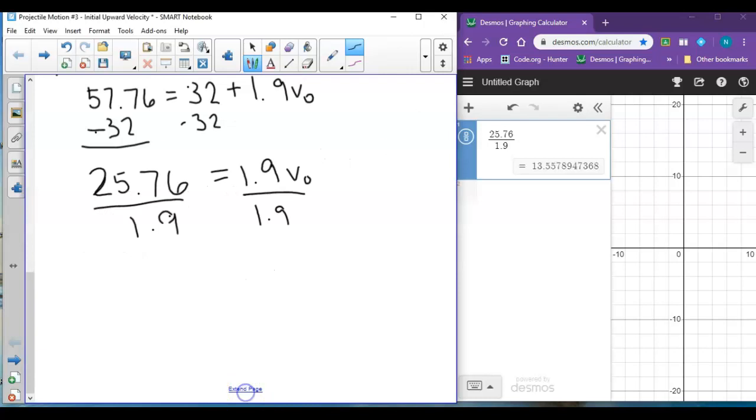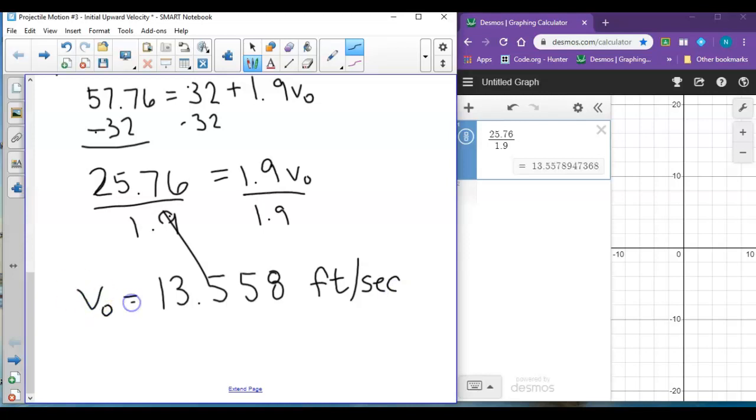Velocity is measured in these cases in feet per second. So my initial upward velocity, my v sub 0, what I'm looking for here, is 13.558 in this case. And that would be the answer for this problem.